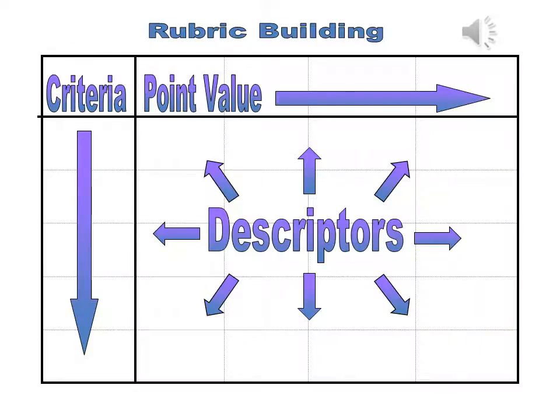This slide shows the structure of a rubric. There are criteria listed along the left-hand side and point values across the top, and the very important descriptors which are located in each box for each point value and criteria.